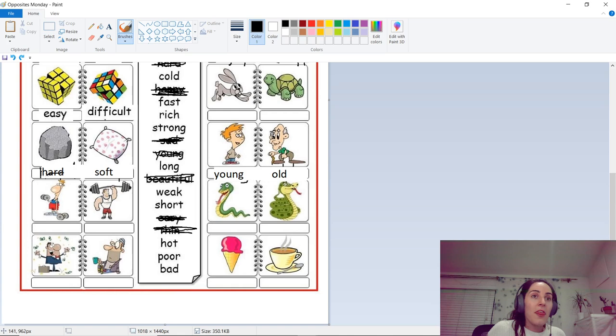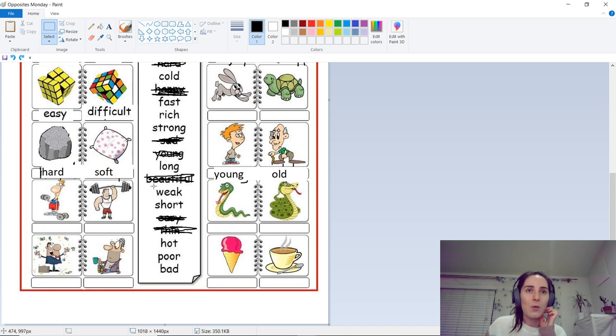This boy here, he can't lift the heavy, heavy weight. He can't. Why not? Because he is weak. Weak. W-E-A-K. When you are weak, you do not have big muscles. And sometimes you cannot lift things. So, he is weak.